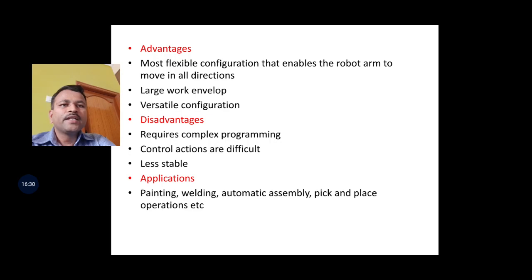So next comes advantages. Most flexible configuration that enables the robot arm to move in all directions. So all directions it can move. Large work envelope, versatile configuration. It can accommodate any kind of objects.